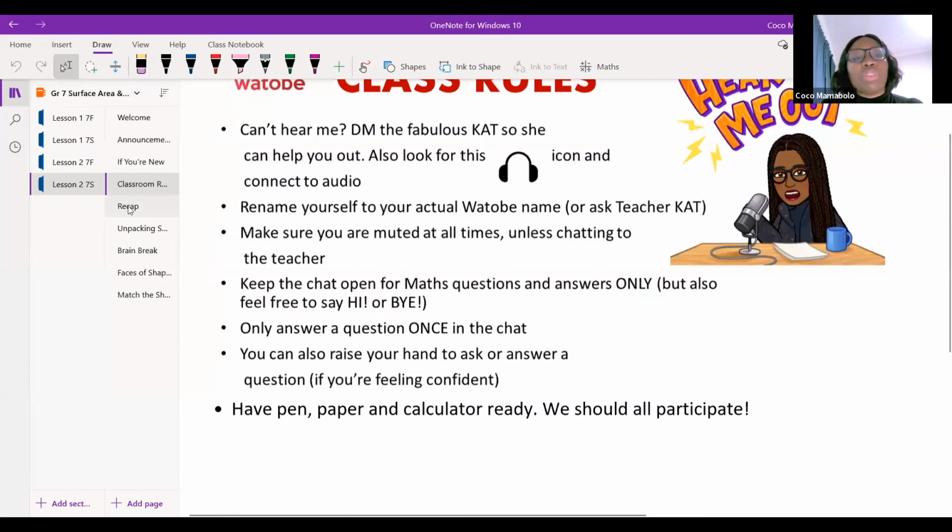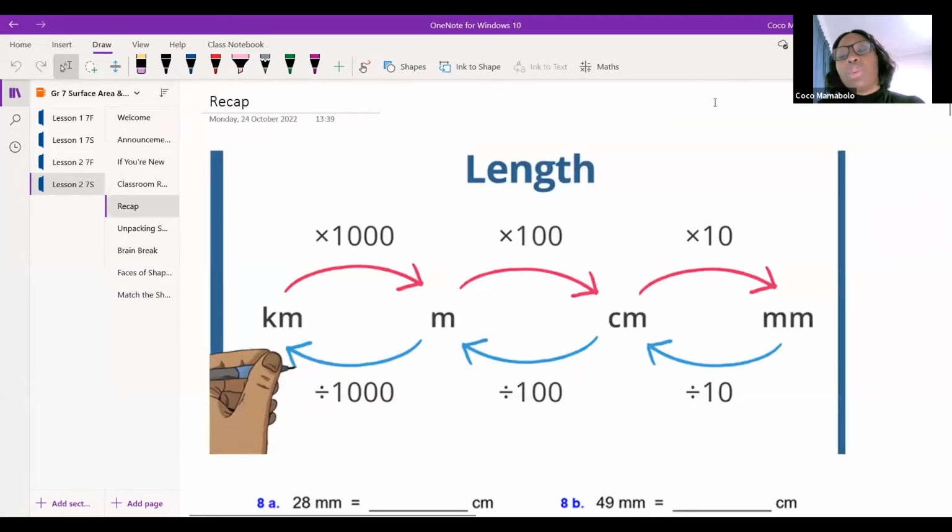We're going to do a quick recap. And remember, guys, when we were looking at the different conversions on Monday, we were multiplying when our measurement gets smaller and dividing when our measurement gets bigger. Hello, Caleb, welcome.